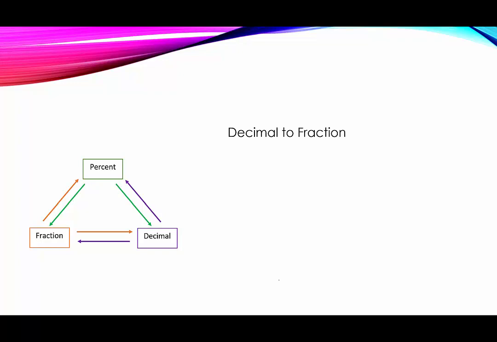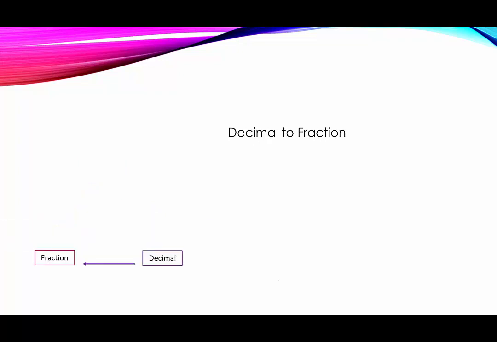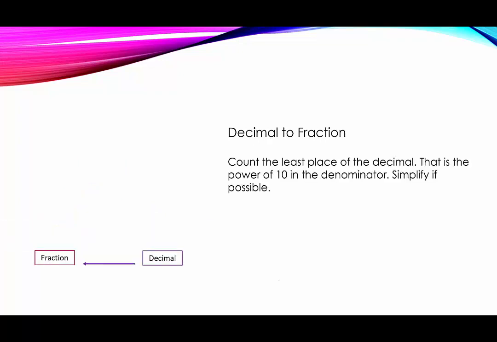And the final one, are you still with me? You're doing great. We are looking at converting decimals to their equivalent fractions. In order to do that, we count the least place of the decimal, and we're going to assume that all decimals here will terminate. That's going to be the power of 10 that's in the denominator, and then we'll simplify if possible.